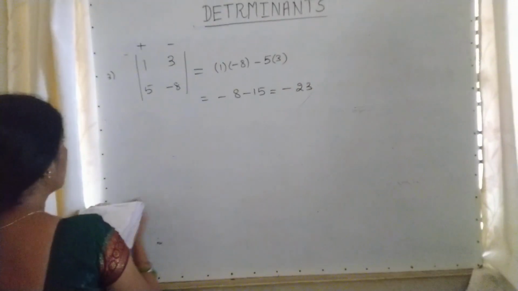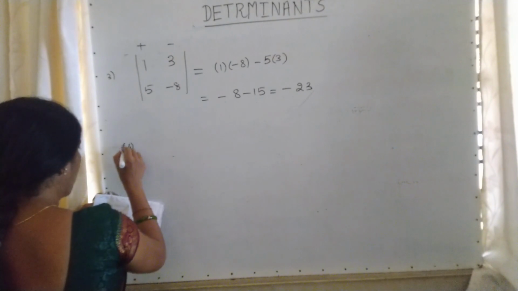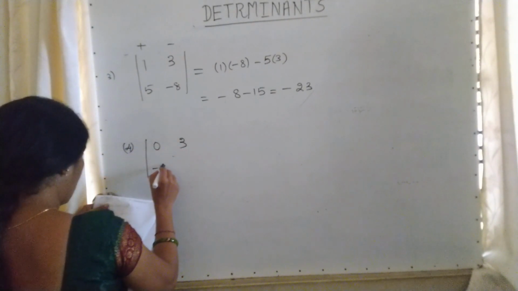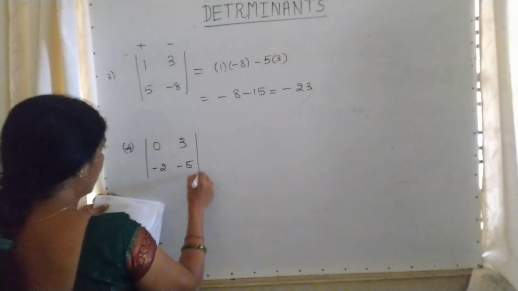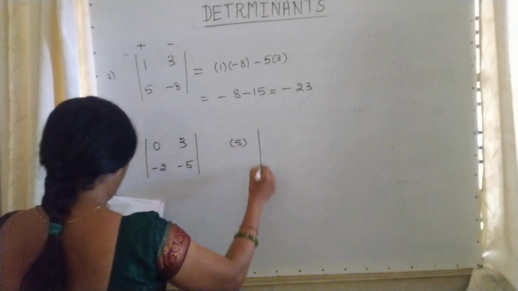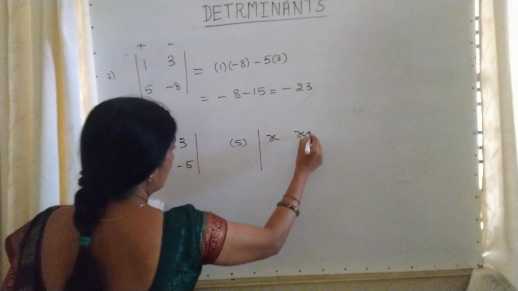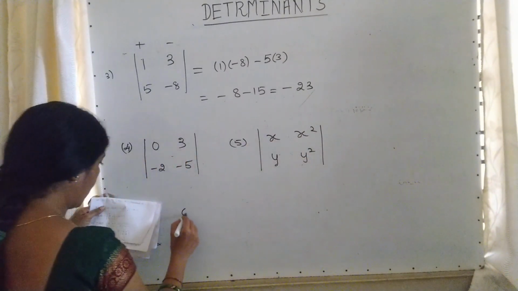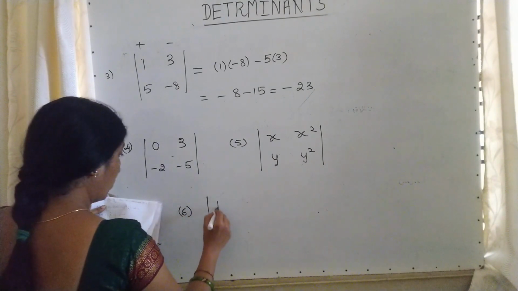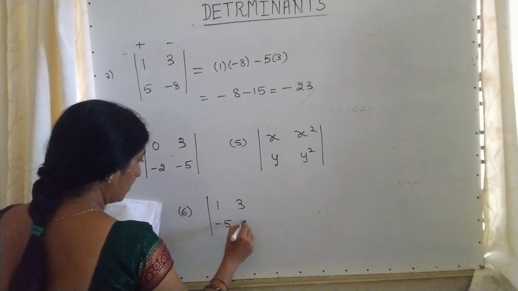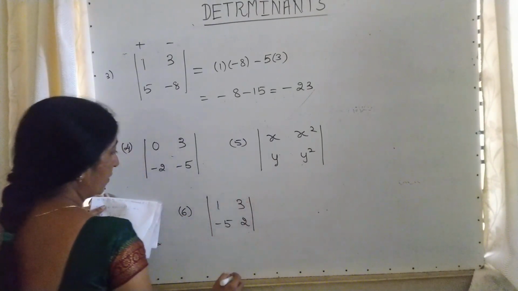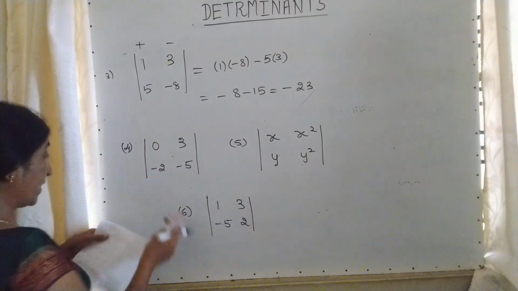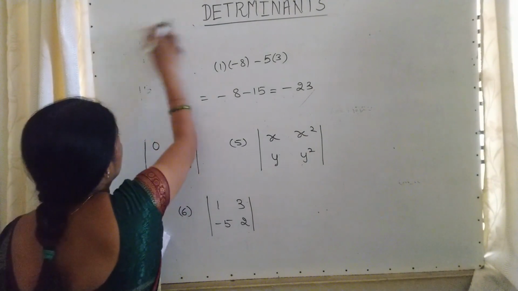Next. Shall I give you some questions for your practice? Write down this: 0, 3, minus 2, minus 5. Next: x, x square, y, y square. Note down this. Next one: 1, 3, minus 5, 2. These are the questions. These are for your practice. Now we are moving to the next example.